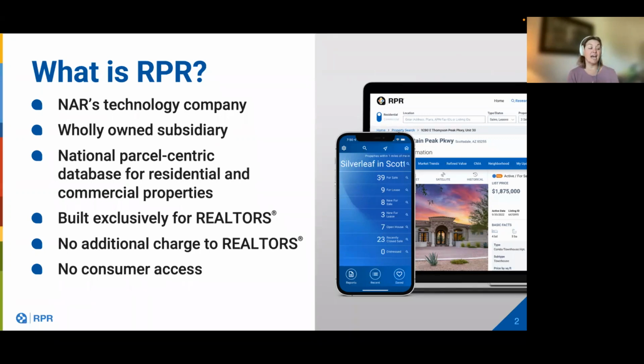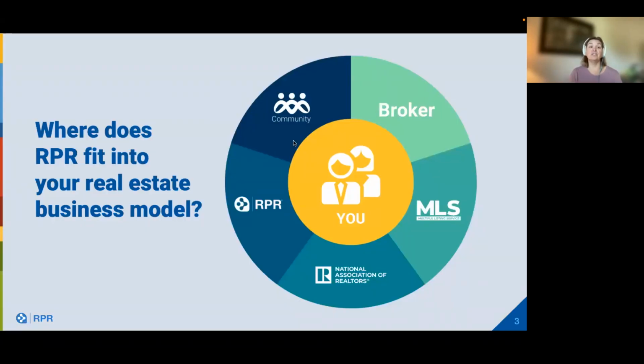So although we have an app that agents can use to access RPR on the go, we have a desktop if you want to dive in and do some deep research. Other than that, we don't have a consumer search engine. We don't syndicate. We don't have a consumer app. We don't auto notify or anything like that. So this is really a tool for you guys as agents to use to be able to research the information that you need. So how does RPR fit into your real estate business model?